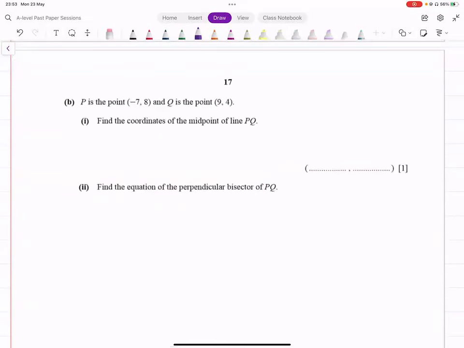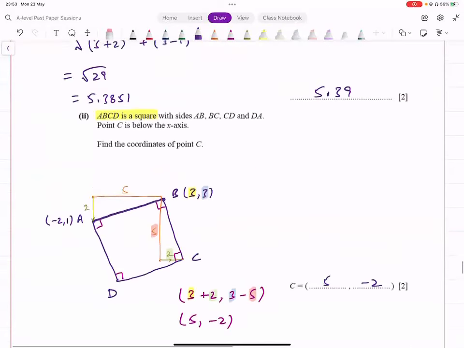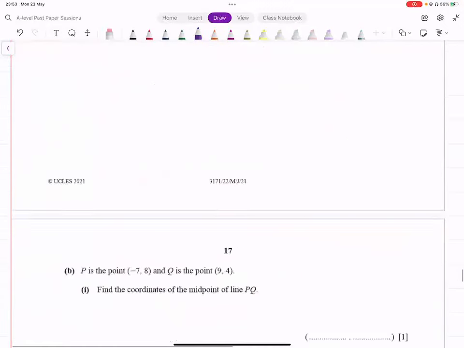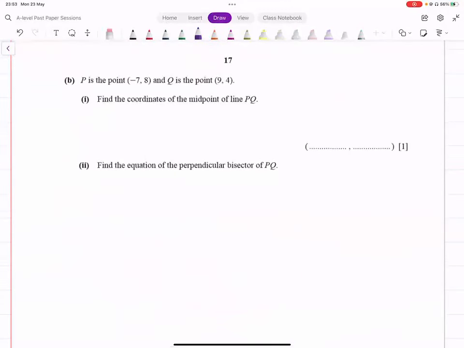Point P is the point -7, 8, and Q is the point 9, 4. Find the coordinates of the midpoint of PQ. अच्छा, उसका पिछले part से कोई relation नहीं है, वो ABCD थे. यहाँ पे PQ कुछ और points आ गए. We've got to find the coordinates of the midpoint of the line PQ. Midpoint का formula लगा दें. x1 plus x2 over 2, -7 plus 9 over 2, and 8 plus 4 over 2. ये देख लें क्या आ जाता है. 2 over 2, that's 1. 12 over 2 is 6. So that's 1, 6. That's the midpoint.